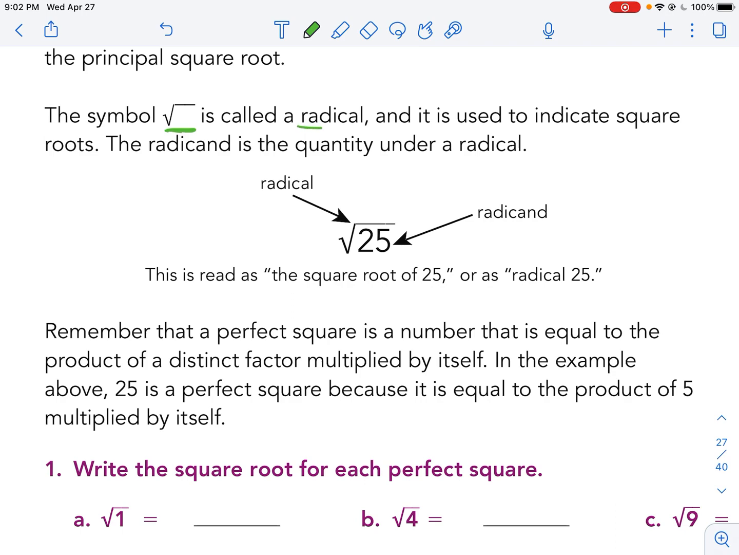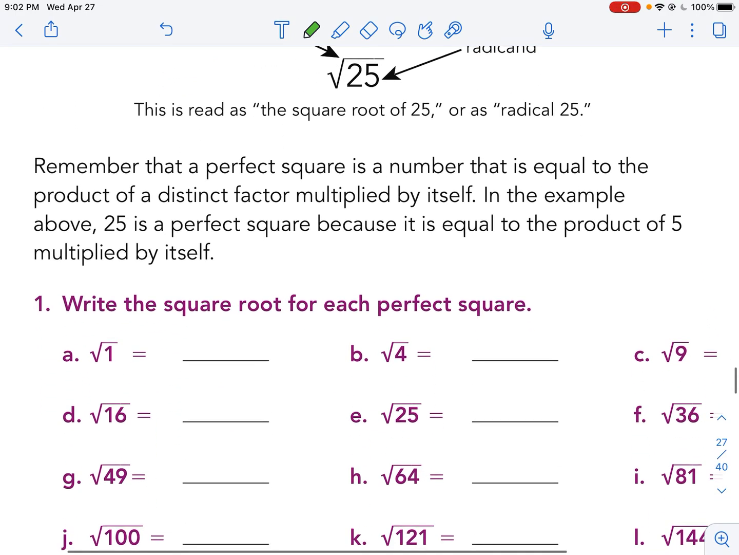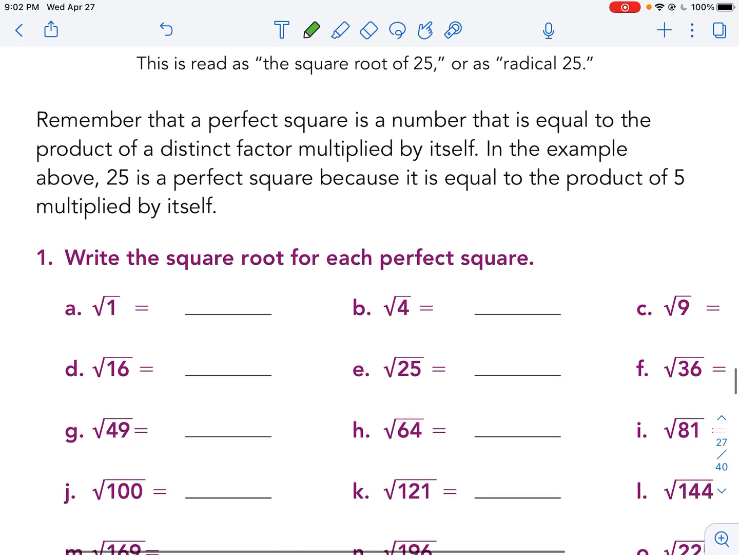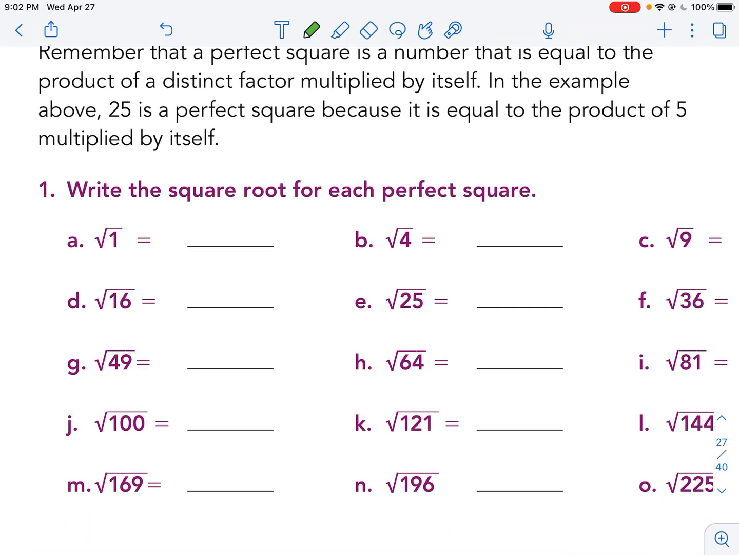This symbol right here is called the radical. Okay, and it indicates a square root. The radicand is the part that is underneath the radical. It's read the square root of 25 or as radical 25. Remember that a perfect square is a number that is equal to the product. It's equal to a number that you can rewrite as a number multiplied by itself.